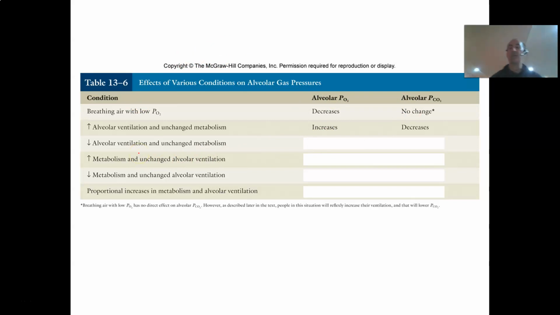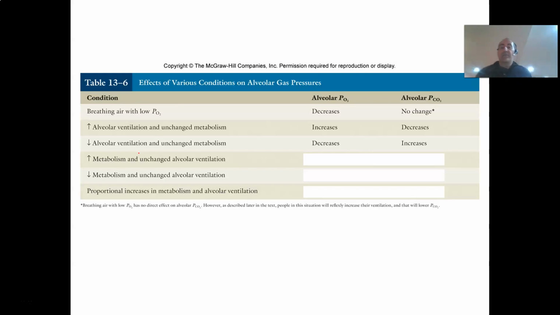The next scenario is you have a decrease in alveolar ventilation. Again, the metabolism is unchanged. The amount of CO2 you're producing is the same. So think about that for a moment. And if you guess that the alveolar PO2 would decrease and the alveolar PCO2 would increase, you are correct. You're just breathing less, so you're going to bring in less O2 and you're going to get rid of less CO2. Assuming the metabolism hasn't changed, it's pretty straightforward.